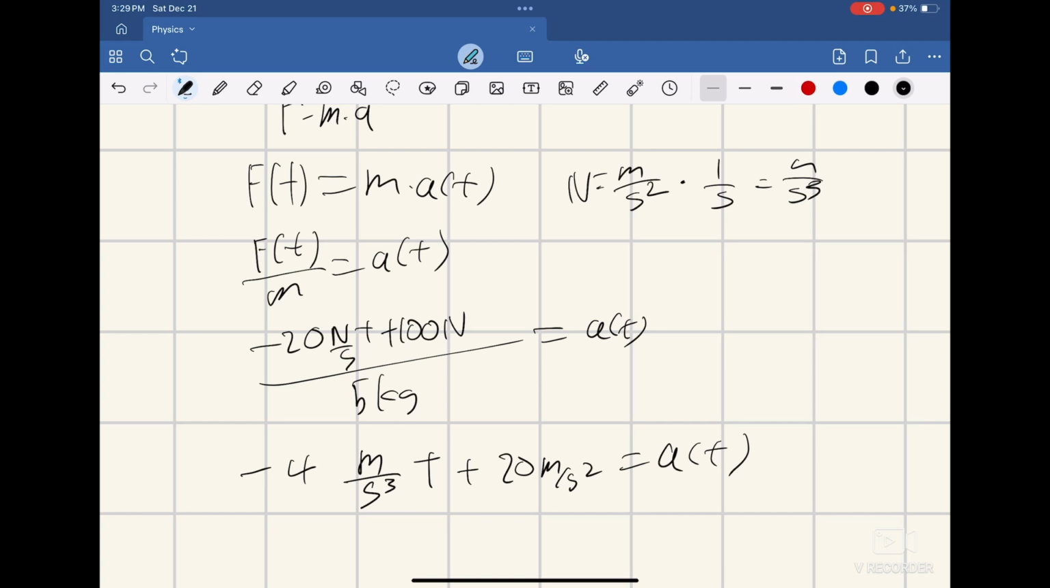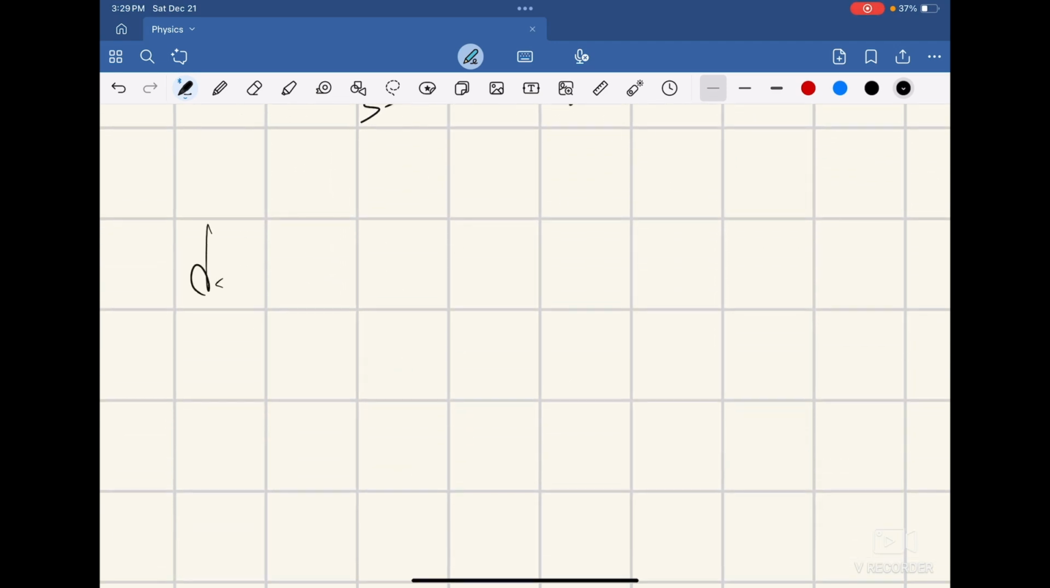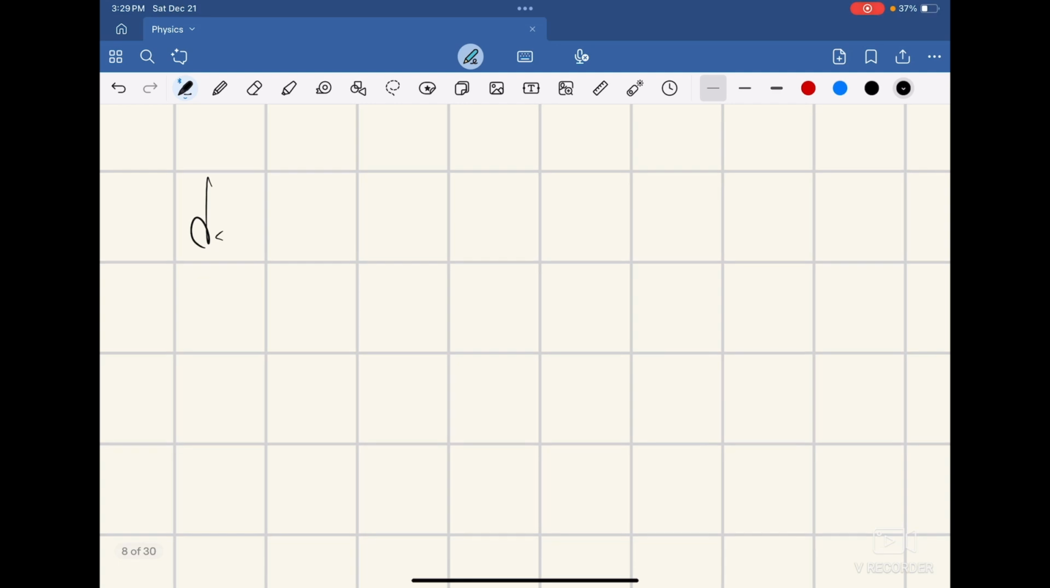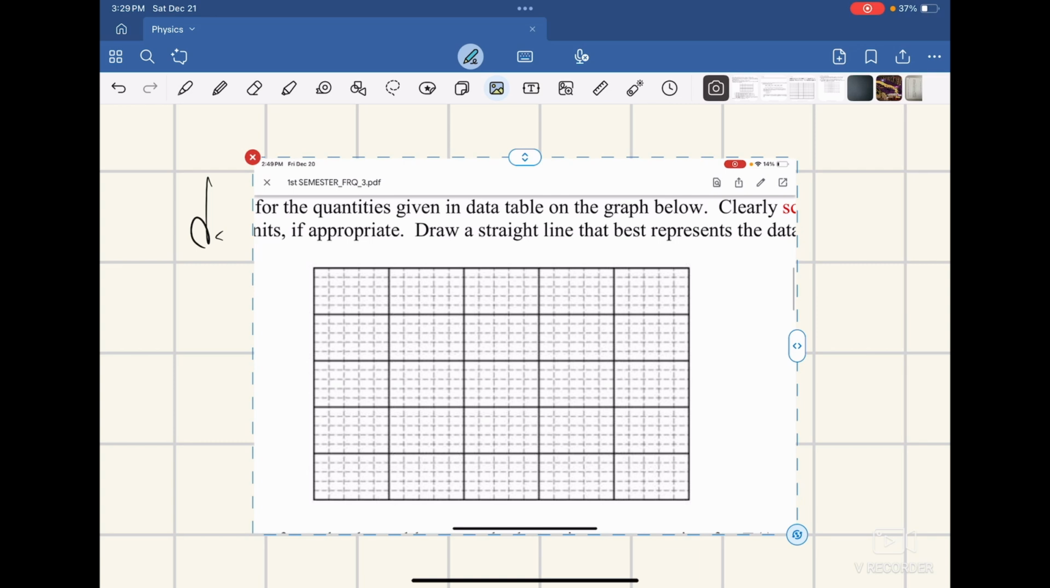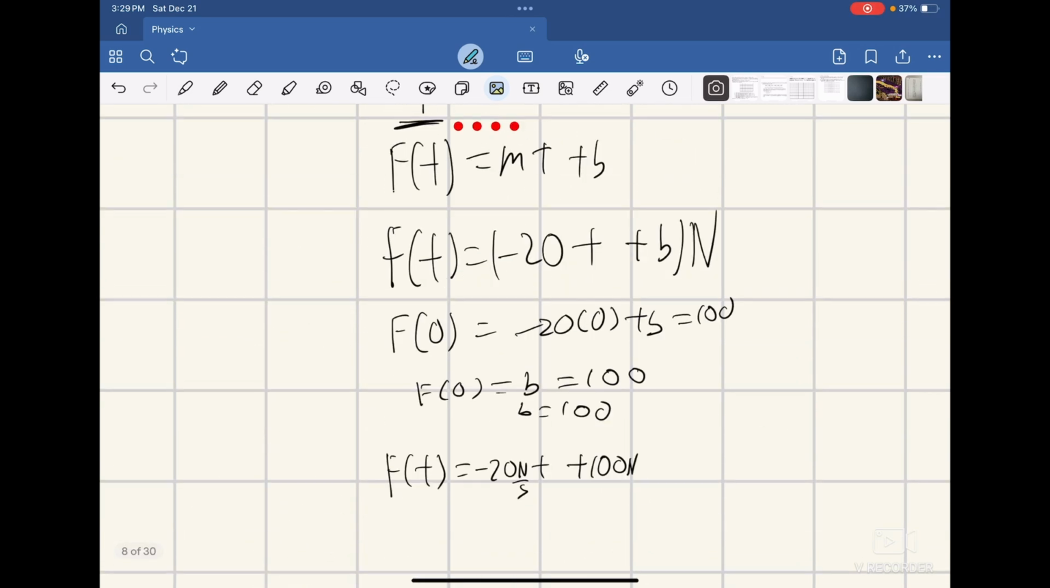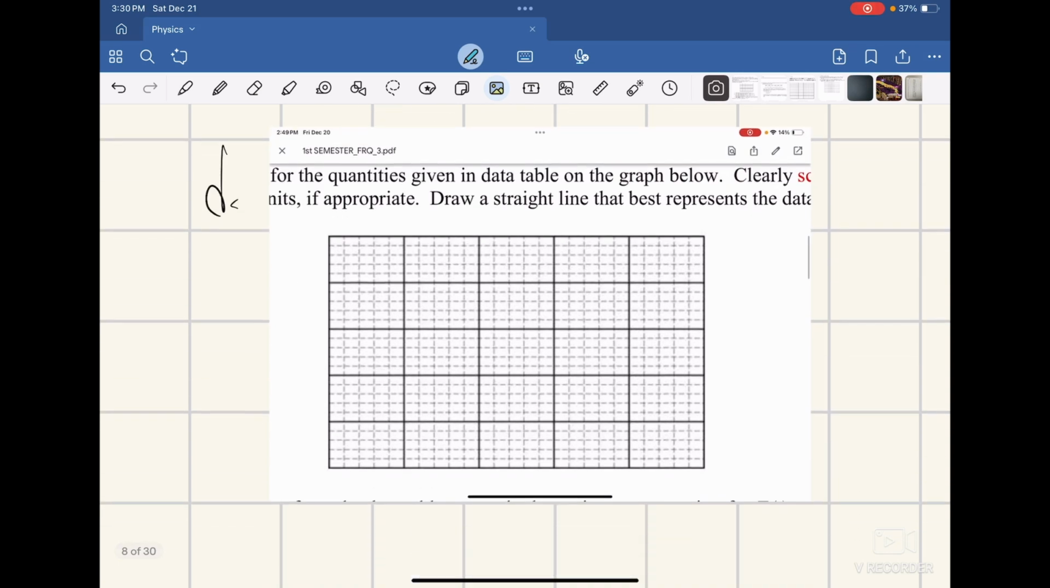For part D, we're asked to find and sketch the acceleration versus time graph. I'll just bring out the same graph from before, because basically it gives us about the same graph. There are two ways to do it, mainly.